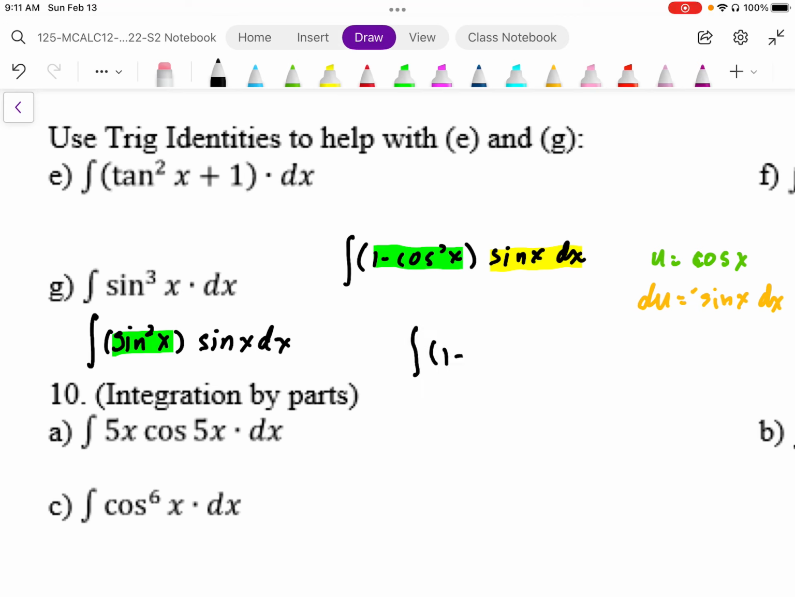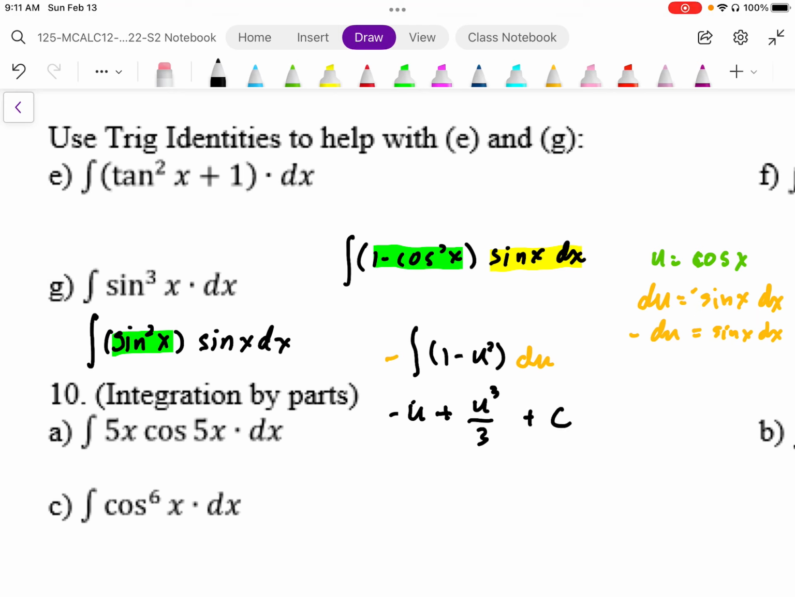I have 1 minus u squared, and the sine x dx can be replaced with, and I'm just going to put the negative on here, negative du is equal to sine x dx. So I'm going to replace that with a negative du. I'll put the negative on the outside. So at this point, this is just a power rule integration. So this becomes negative u, double negative, so it's going to be plus u cubed over 3, and then don't forget the plus c.